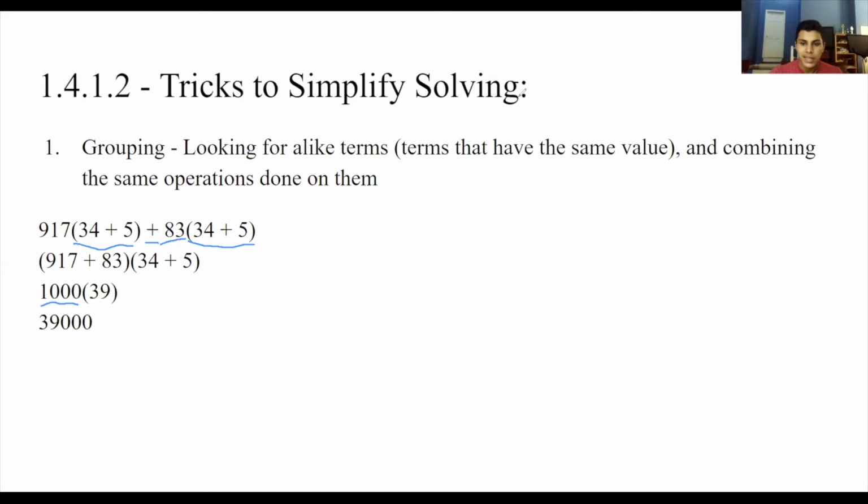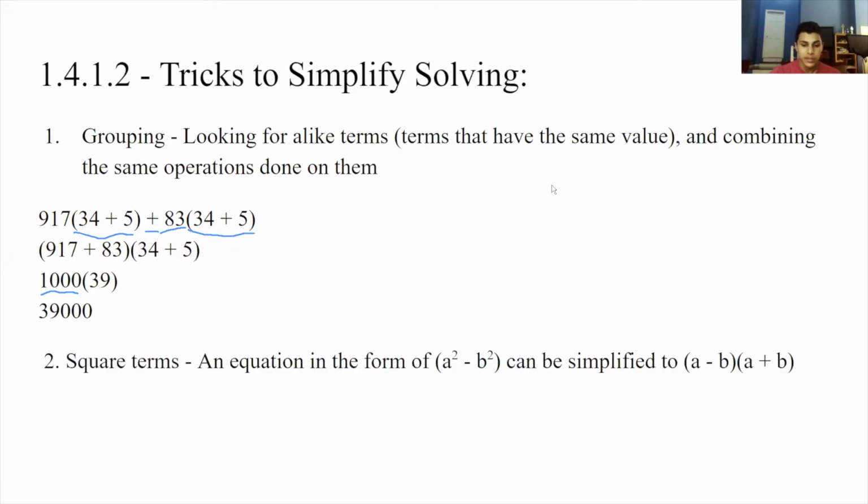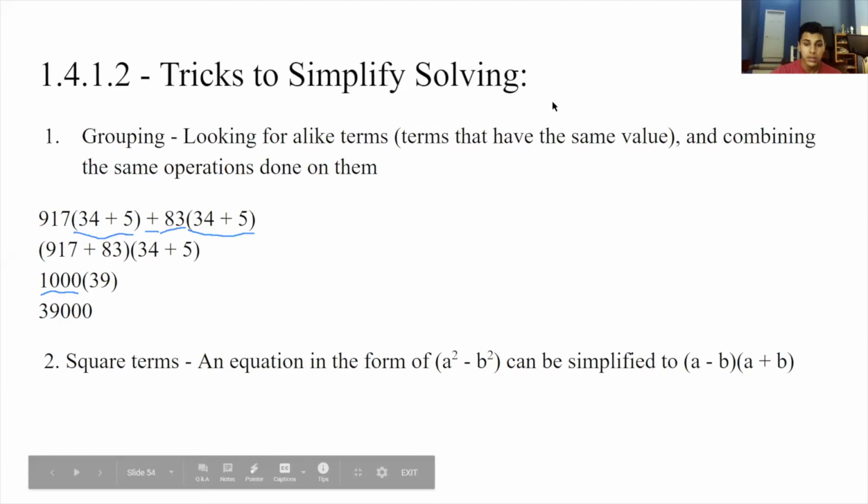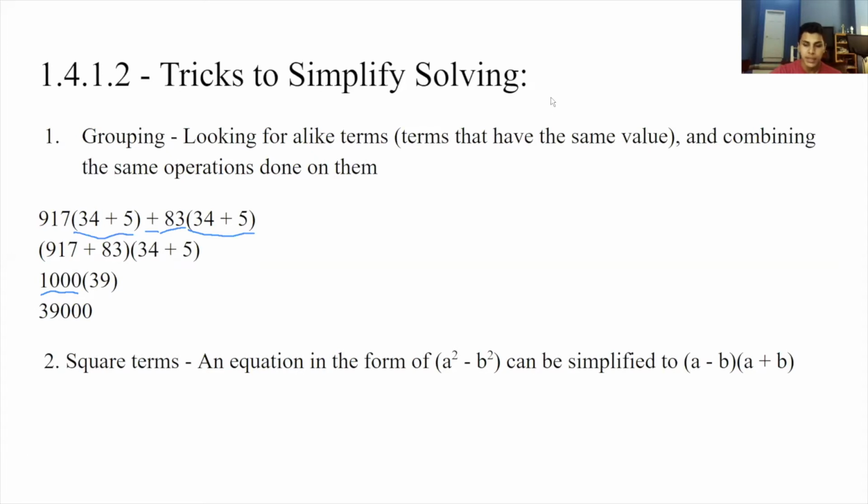And then the next one is square terms. So this is very specific. You're not going to see it very often, but you might. So an equation in the form of a squared minus b squared can be simplified to a minus b times a plus b. So I also have another example here.